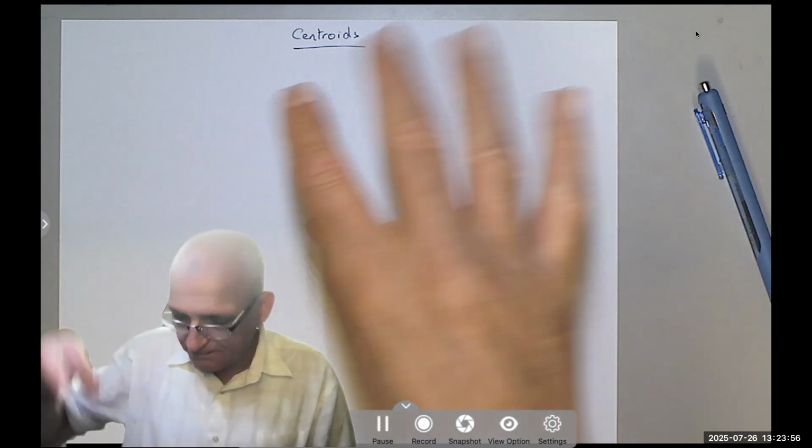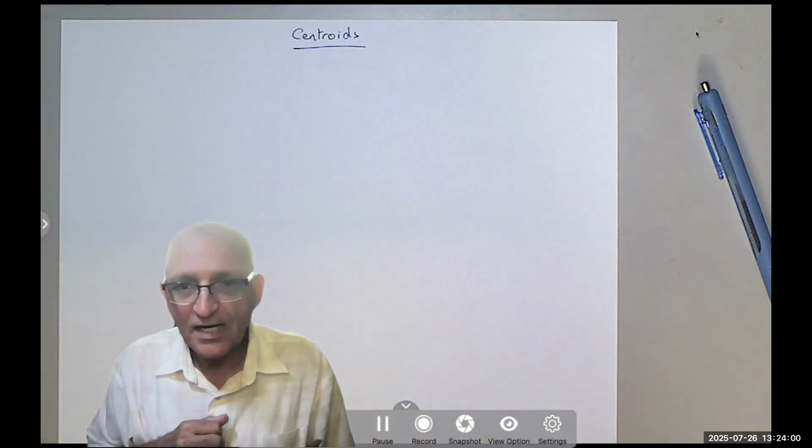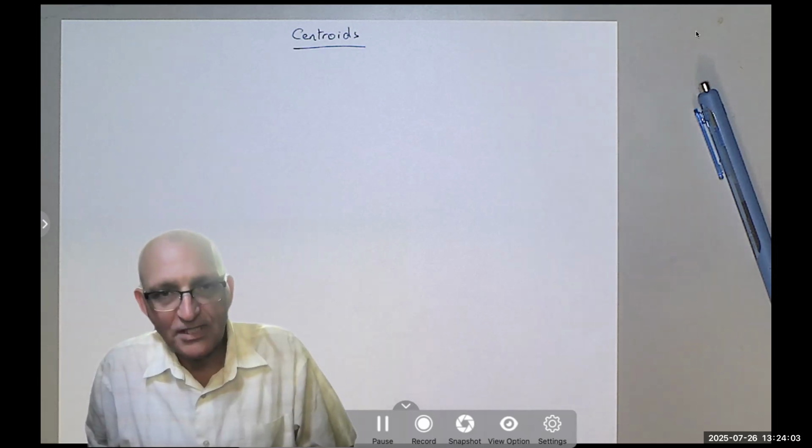Where should I hang it? If I hang it through just one point, where would that point be?